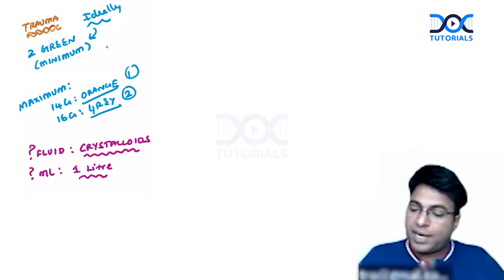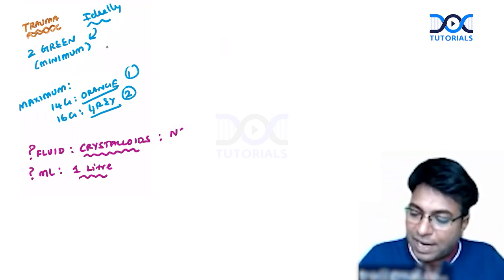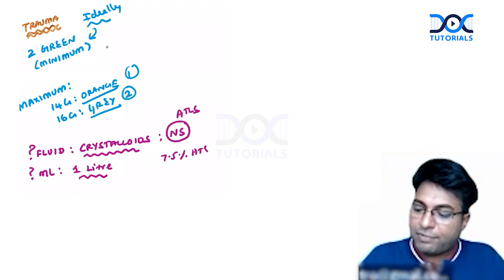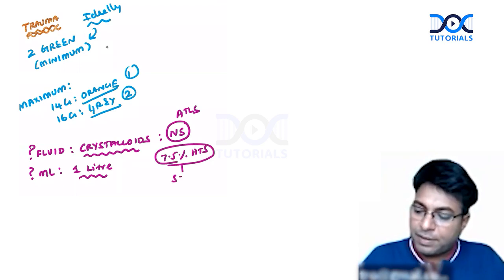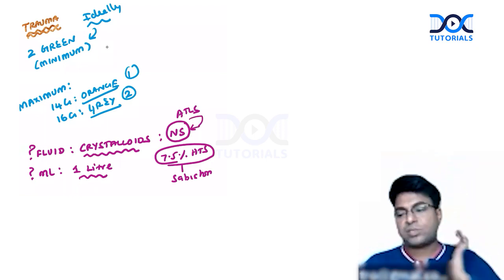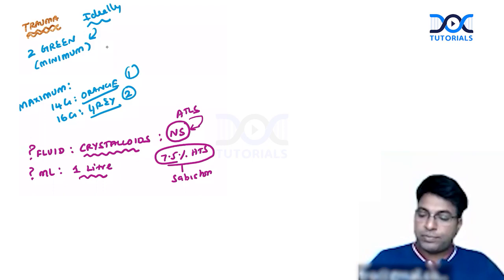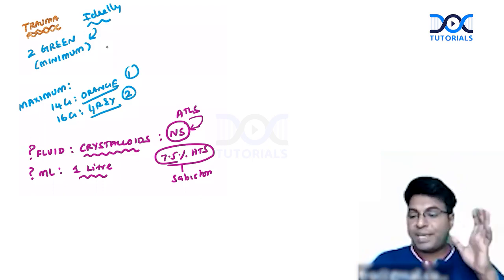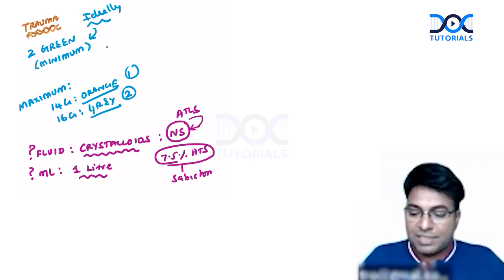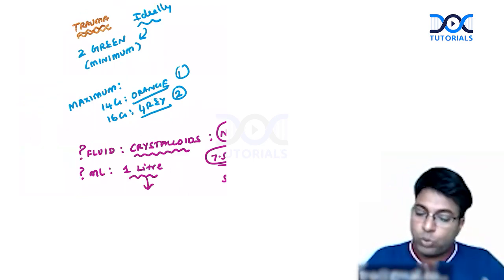And the ideal crystalloid is not Ringer lactate. It is normal saline from the ATLS manual. And it is 7.5% hypertonic saline from Sabiston. Sabiston says 7.5% hypertonic saline and ATLS says normal saline, not Ringer lactate. Okay. So 1 liter of normal saline should be given immediately as soon as you receive a patient. It can be given immediately with the 2 green Venflons.